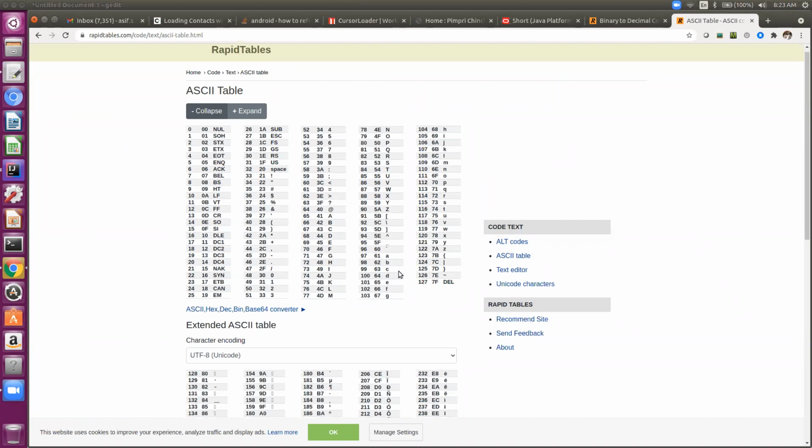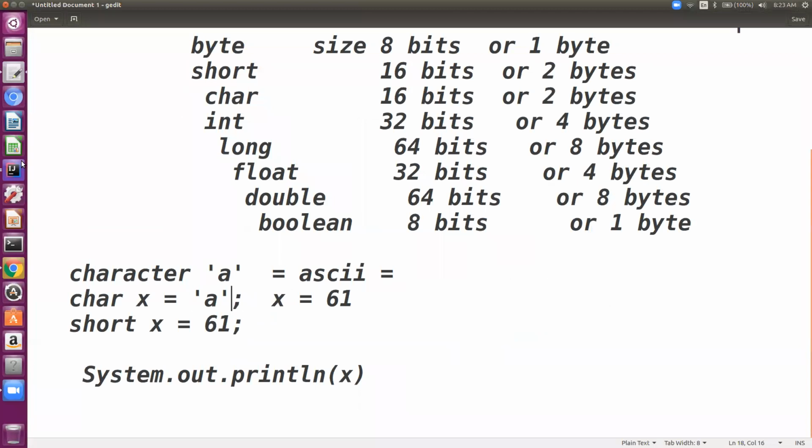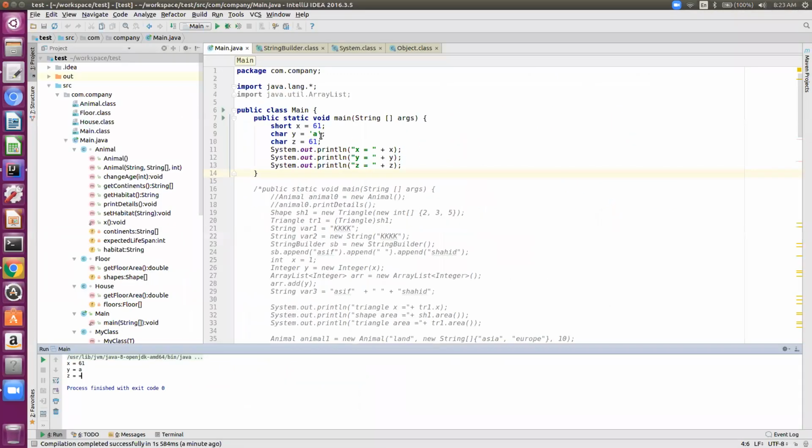ASCII of equal is 61. This is the ASCII value and this is the hex value. So A is actually 97. Sorry, A's ASCII is 97. Let me change it. A's ASCII is 97. Okay, so we see Z equal to A.